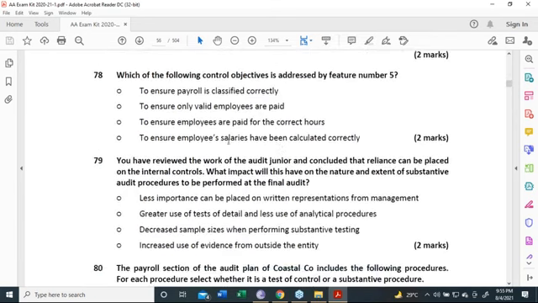Okay, let's continue. Question number 78. Which of the following control objectives is addressed by feature number 5? Today's webinar started with the control objectives. These are the reasons behind the system. So you got to read the 5th statement and verify which objective is addressed here.